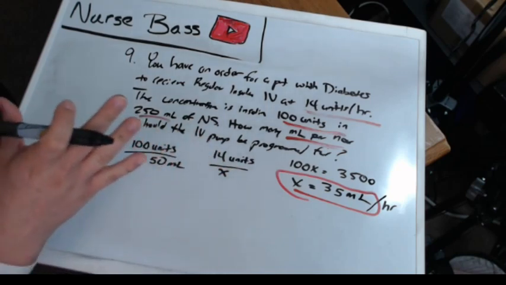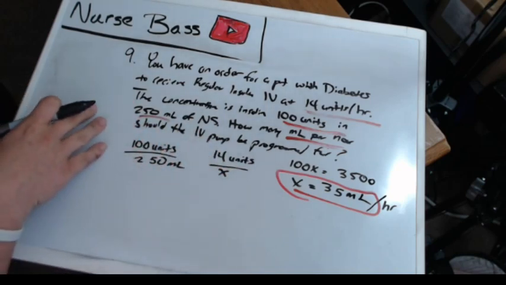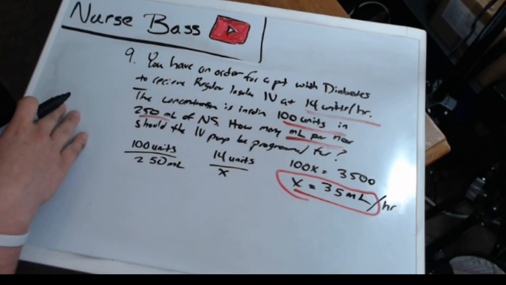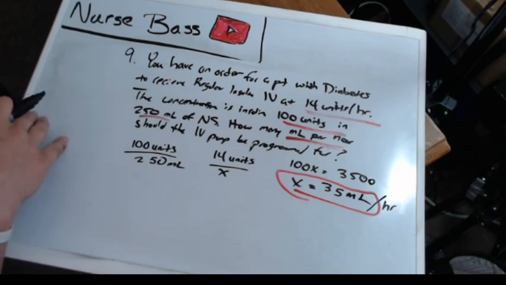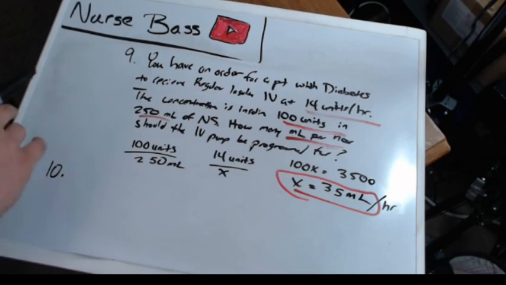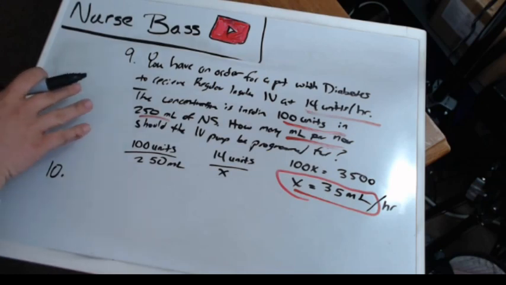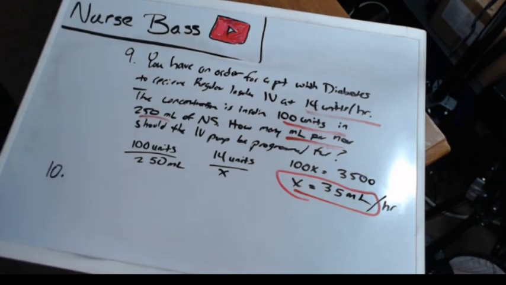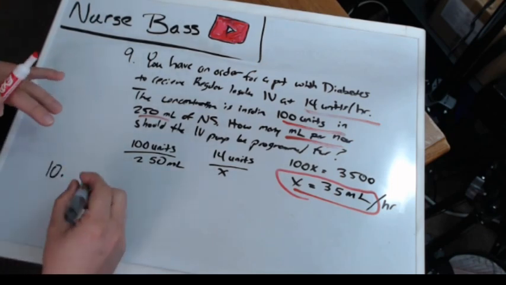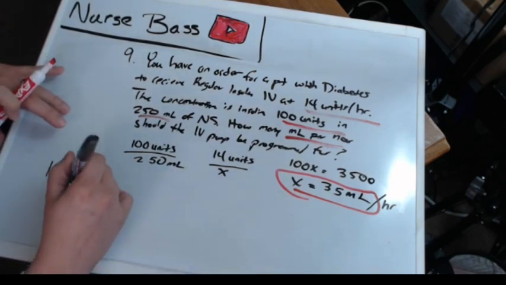Now, what I was talking about before I began this question, how on an exam you will get two questions in a row that basically pertain to the same situation. Here's your second question, okay? Here's your question number 10, basically. If the insulin in this order right here is reduced by 4 units per hour, how many mils per hour should the IV pump be programmed for? Okay?